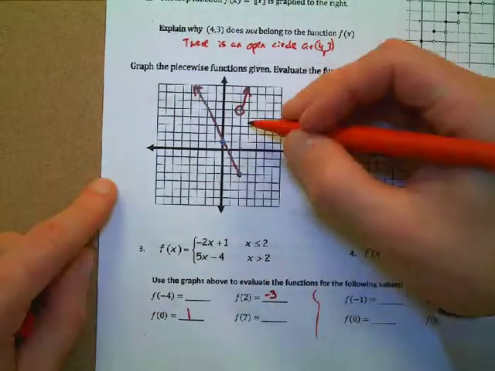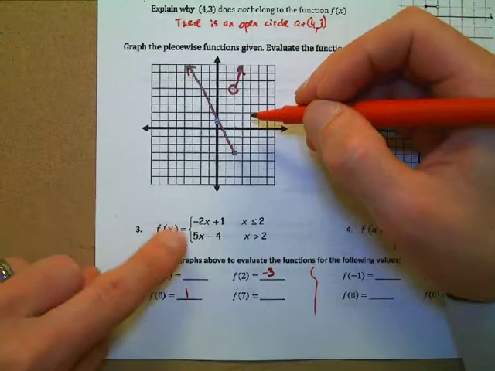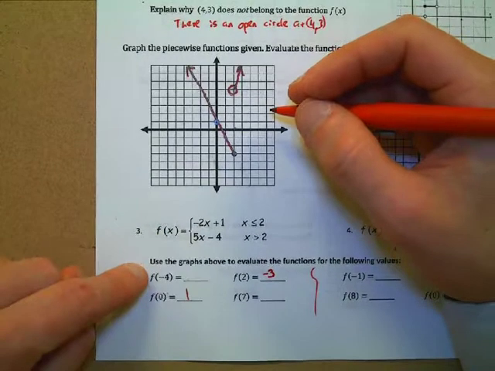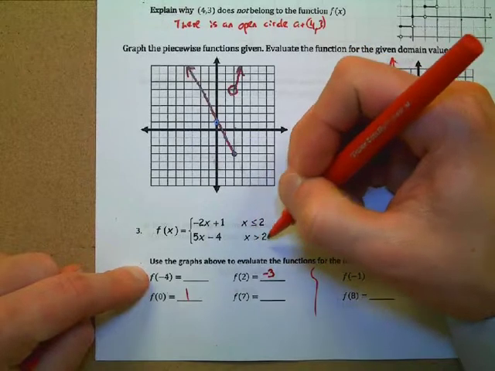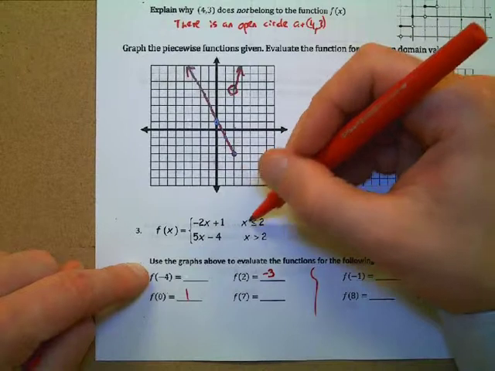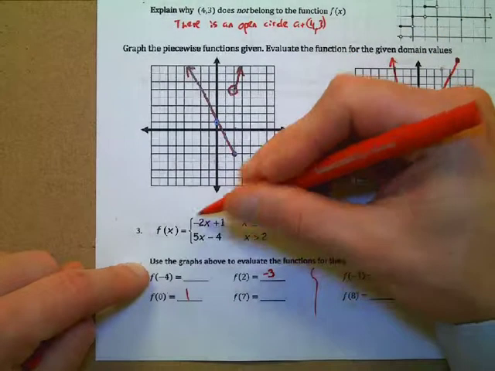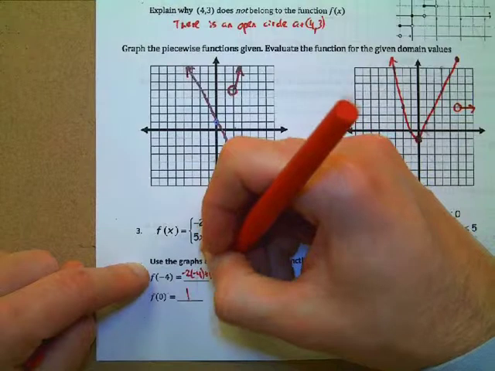But let's say maybe we don't trust our graphs. Maybe we don't feel really confident about our graph. You can also use the function itself. So for example, f of negative 4. Is negative 4 less than or equal to 2, or is negative 4 greater than 2? Less than or equal to, right? So we're going to use the top function here, and we'll just plug it in. So it'll be negative 2 times negative 4 plus 1, which will be negative 7.